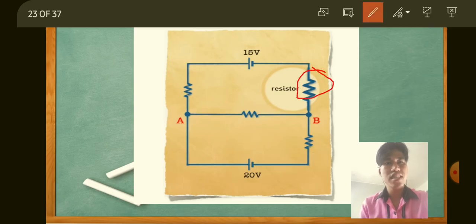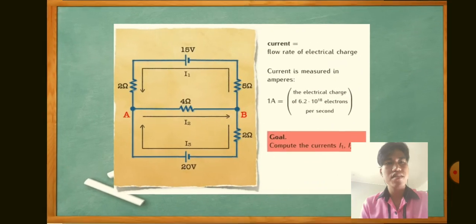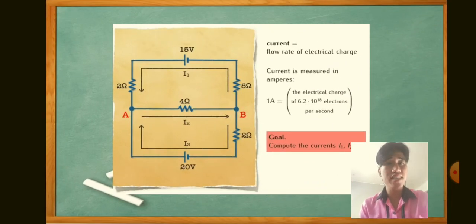Resistor, then 15 volts and 20 volts. So current is equal to the flow rate of electrical charge. Current is measured in amperes. 1 ampere is equal to the electrical charge of 6.2 times 10 raised to the power of 18 electrons per second.